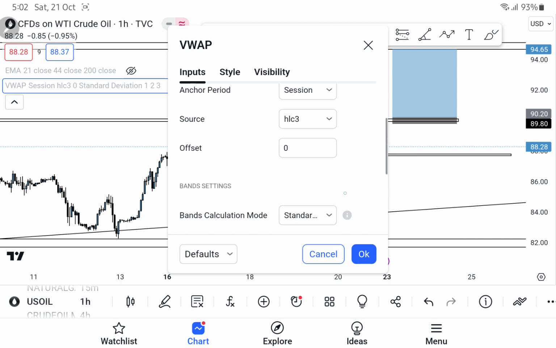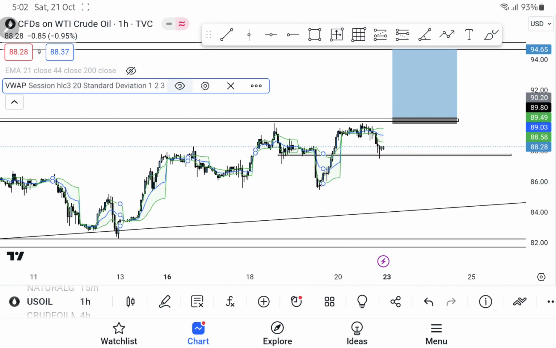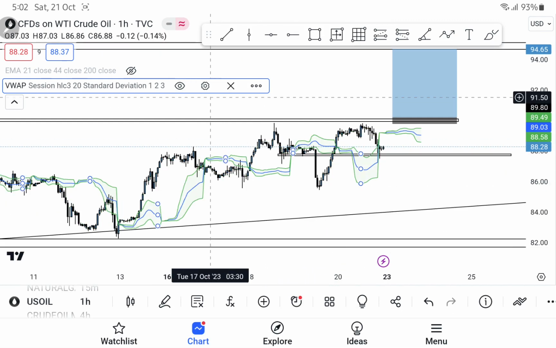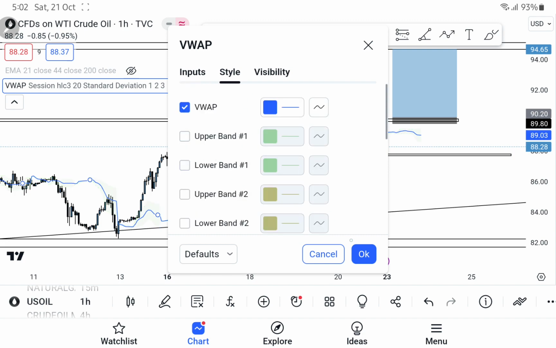Just a minute, time frame is okay. So offset is 20. Offset is 20, 20 is good. Alright, that's it. Yeah, offset I've kept it 20. It's because I have a reason there. I will remove both of these.